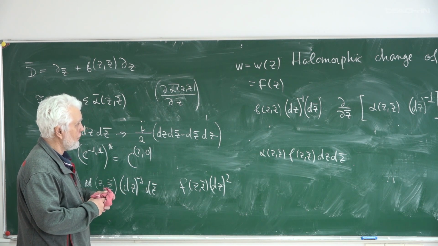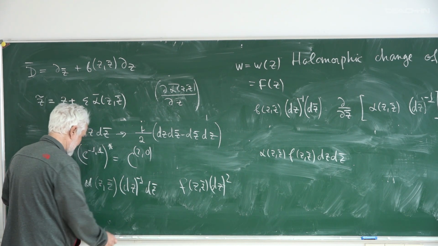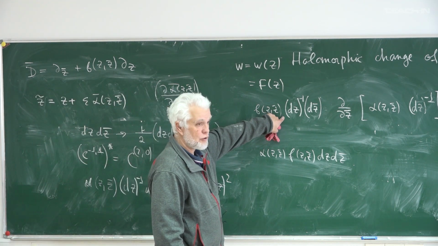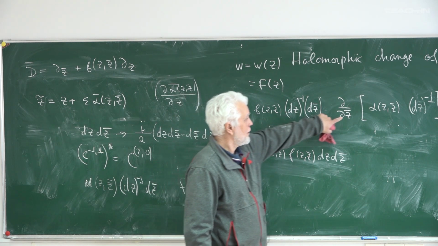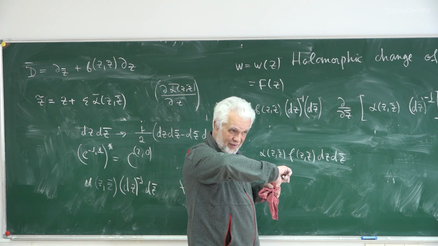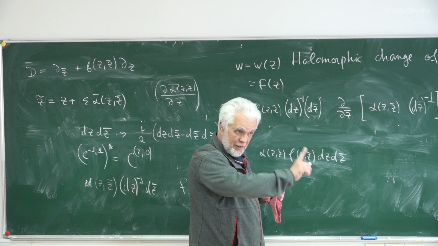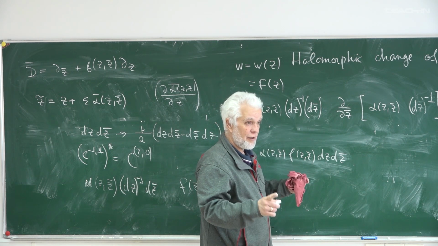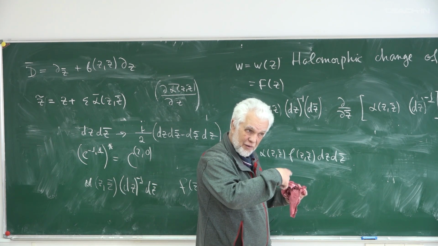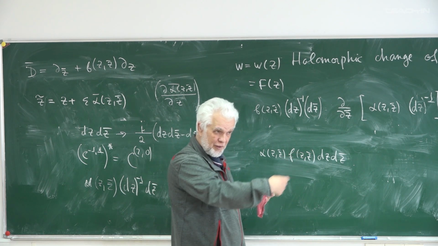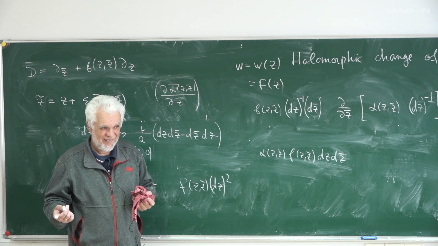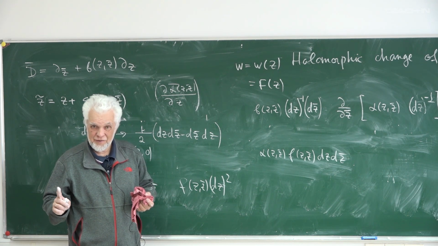Now, we see that this differential, this Beltrami differential, has this representation if and only if it is orthogonal to the kernel of the adjoint operator. Remember, I told you what the solvability condition is. The right hand side is orthogonal to the kernel. Is it clear?